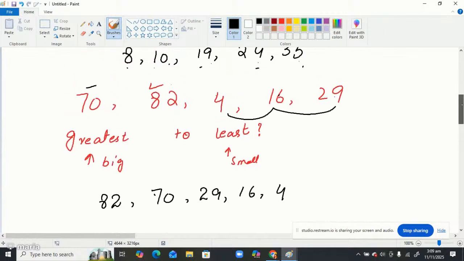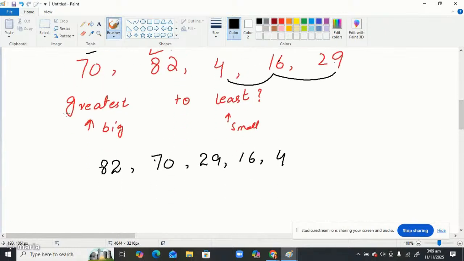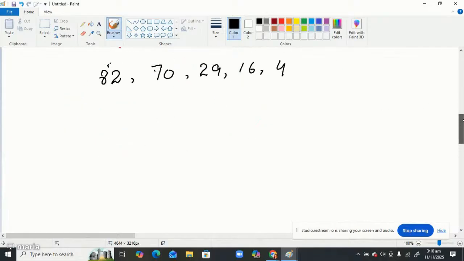So this is the way that we are going to move if the question says greatest to least. First we write down the bigger number, then we move to the smaller. If they say write down least to greatest, first we write down the smaller and then we move to the bigger numbers. Let's write it here. I'm going to write the question here. You tell me the answer this time, okay?